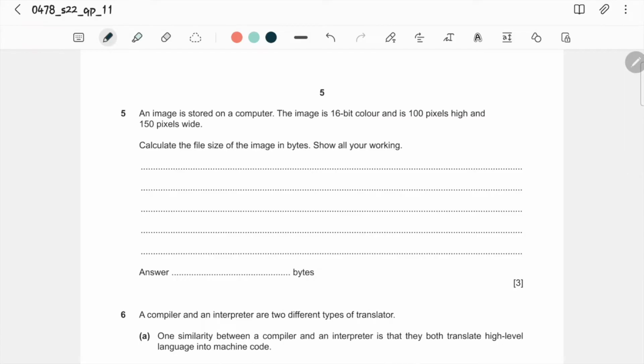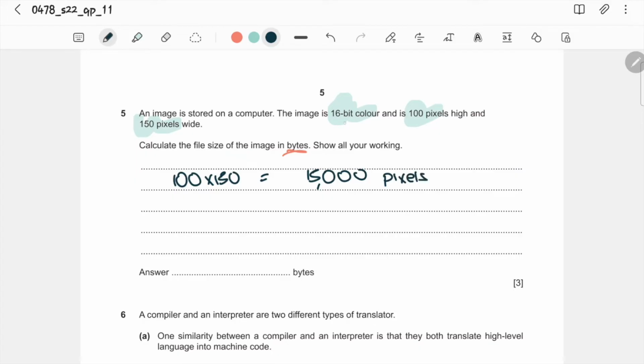So the next question says an image is stored on a computer. The image is 16-bit color and it's 100 pixels high and 150 pixels wide. I have to calculate the size in bytes. So if I firstly do 100 times 150, this will give me the amount of pixels. That's going to be 15 and then 3 zeros, so 15,000 pixels.